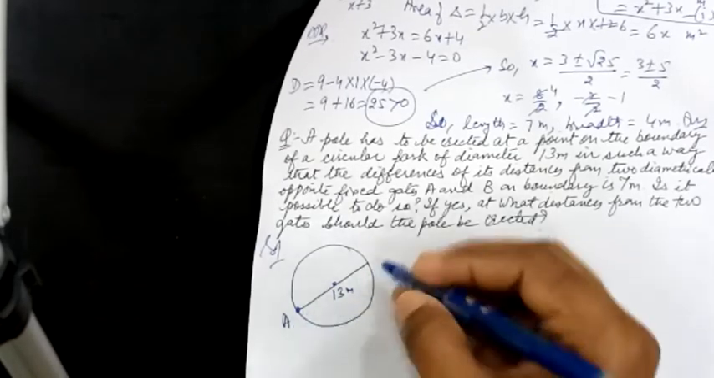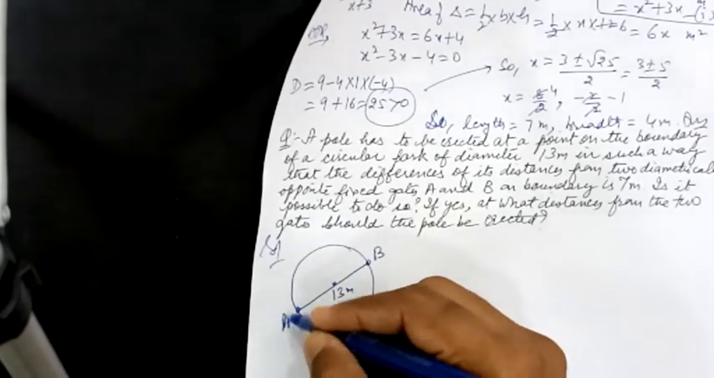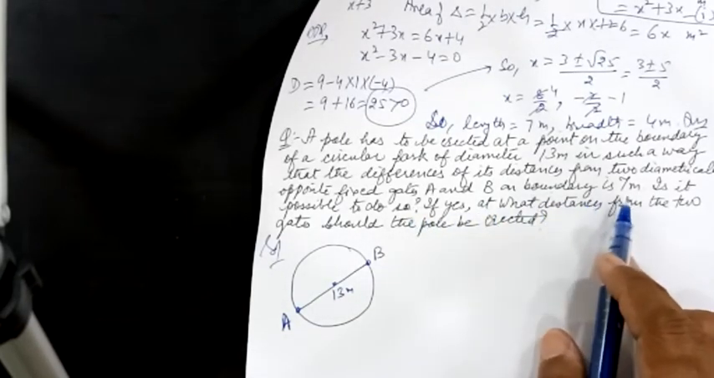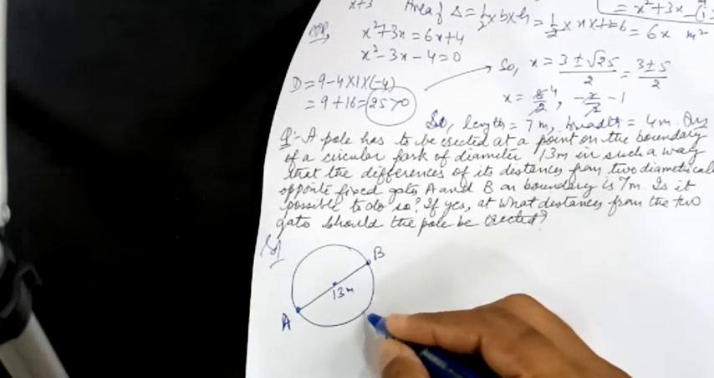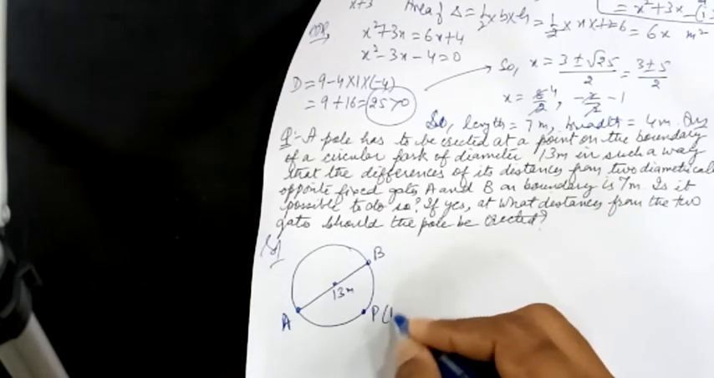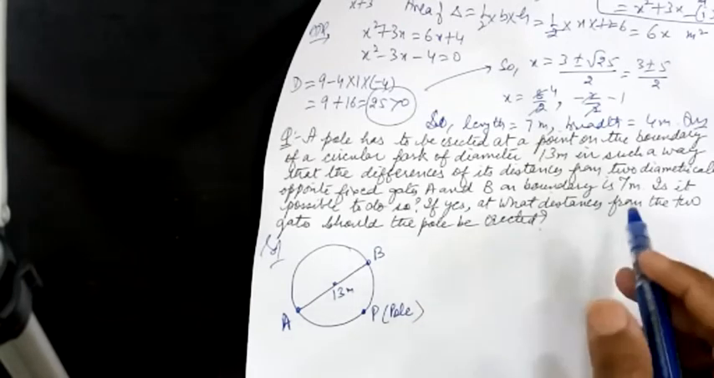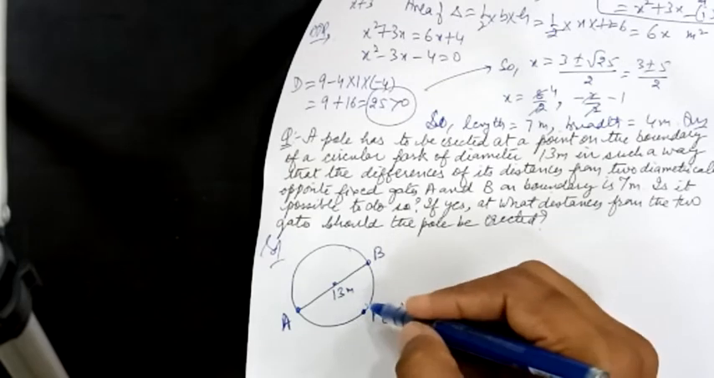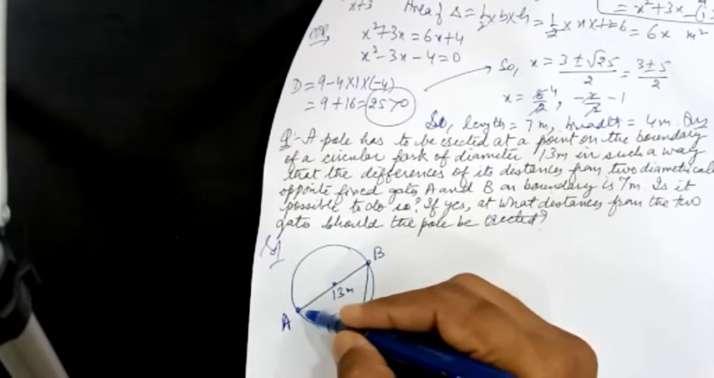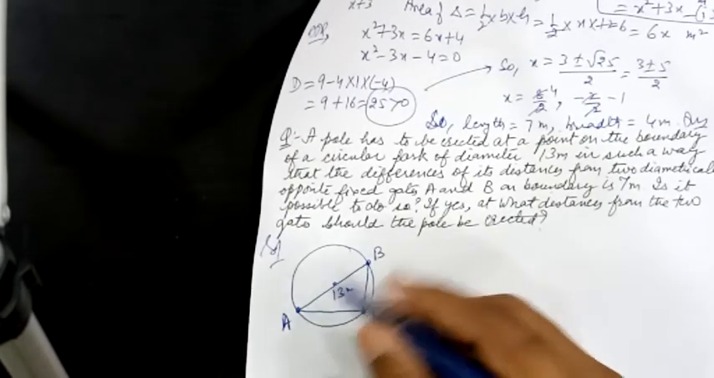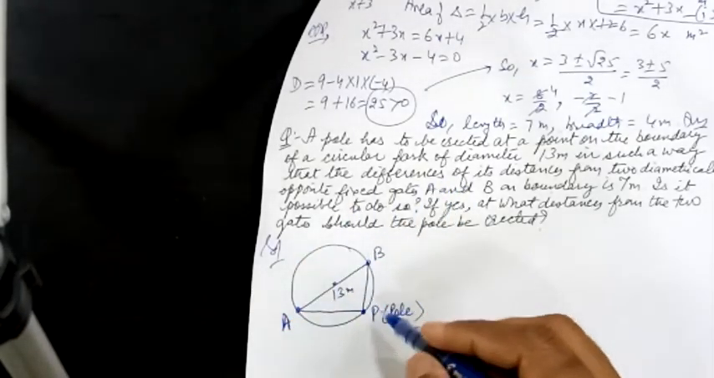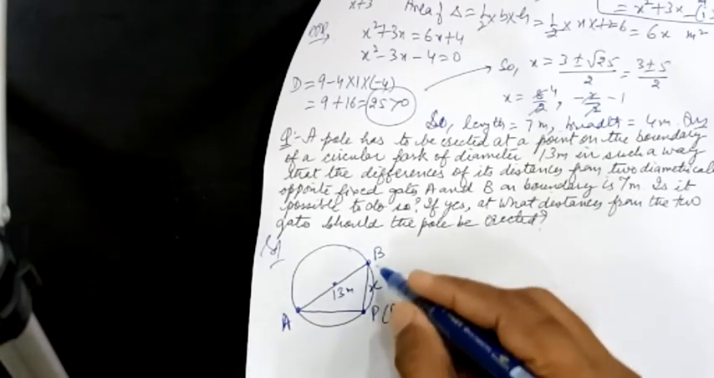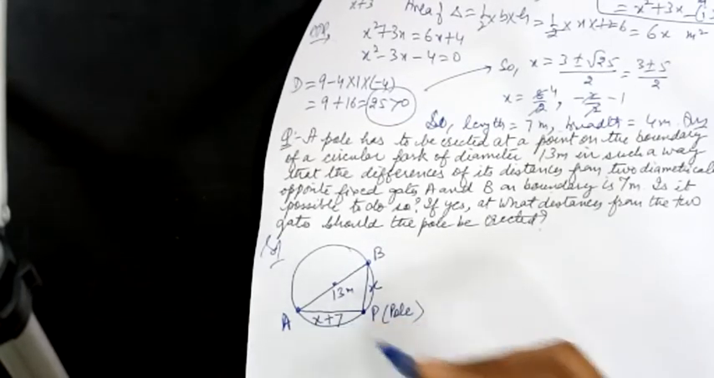Let the fixed gate A be here, B here. So two fixed gates are there, A and B, on the boundary, and the difference is 7 meters. We are taking a pole over here. P is the pole, and try to understand the question. The difference between the distances of this pole from both these opposite points on this circle is 7. So if you take PB as x, then PA will be equal to x plus 7. You can take it.